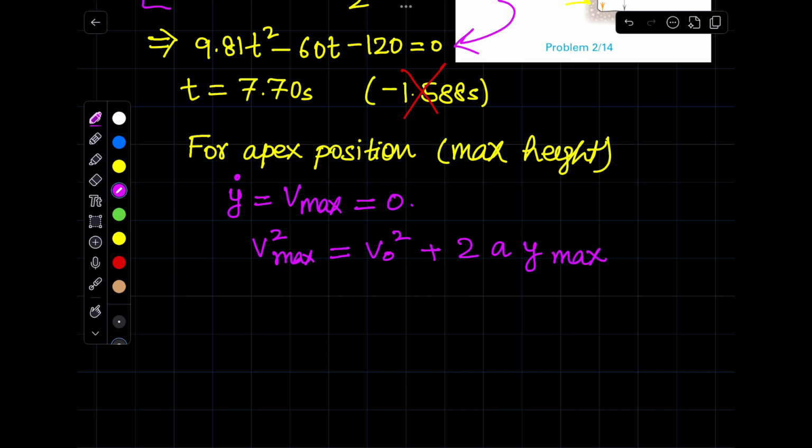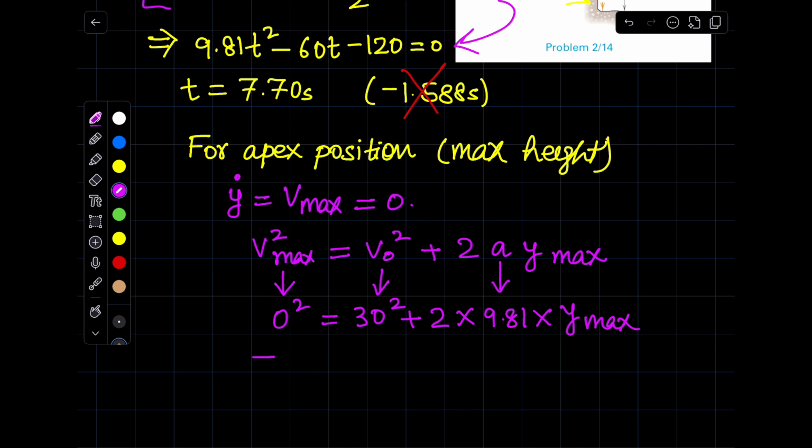So let's write the formula v square max is equal to v square plus 2ay, and the y I will call this maximum height. Okay, so v square is 0, v naught is 30 given in this problem, and 2 multiplied by 9.81 because the all motion is because of the gravitational acceleration. And here y max is, guys, it is h.